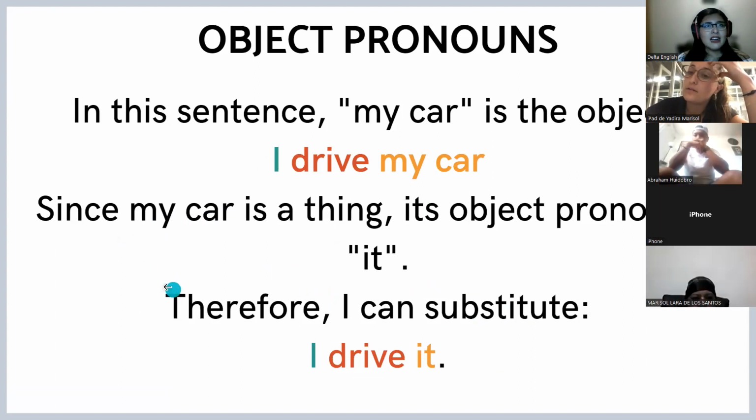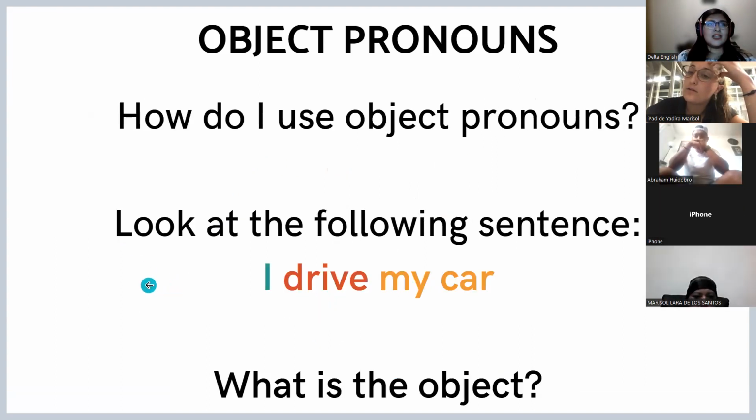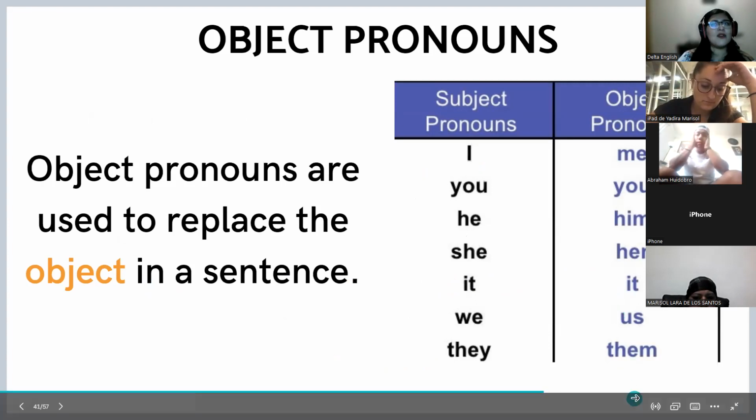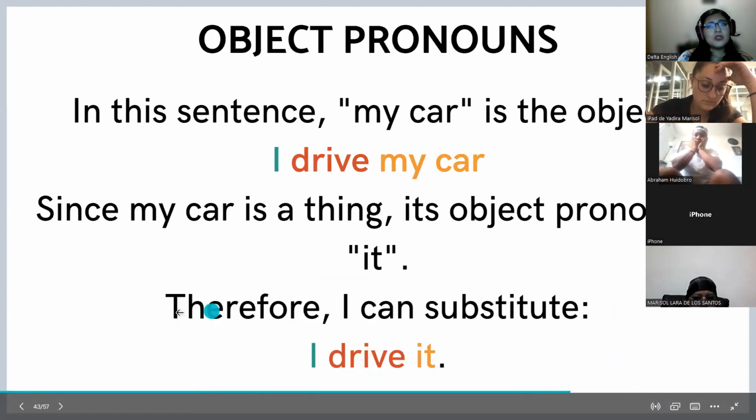¿Qué es my car? Es un eso, es una cosa. Entonces, su pronombre de sujeto es un it. Quiere decir que su pronombre correspondiente, cuando actúa como objeto, también es it. Se queda igual. Entonces, yo puedo sustituir.